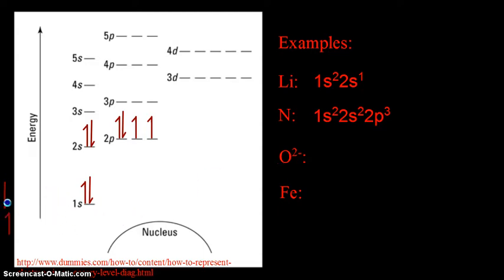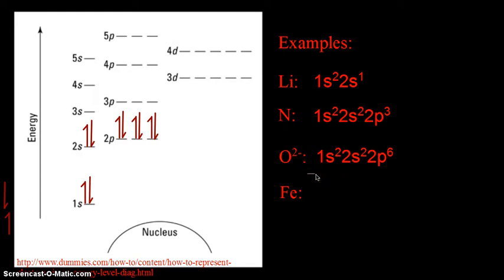So we have to have 2 additional electrons, 1, 2, making a total of 10 electrons for O2 minus. As we'll see later on, this is the same electron configuration as the noble gas neon, which is why oxygen really likes making these 2 minus ions. So the electron configuration for O2 minus is 1s2, 2s2, 2p6.